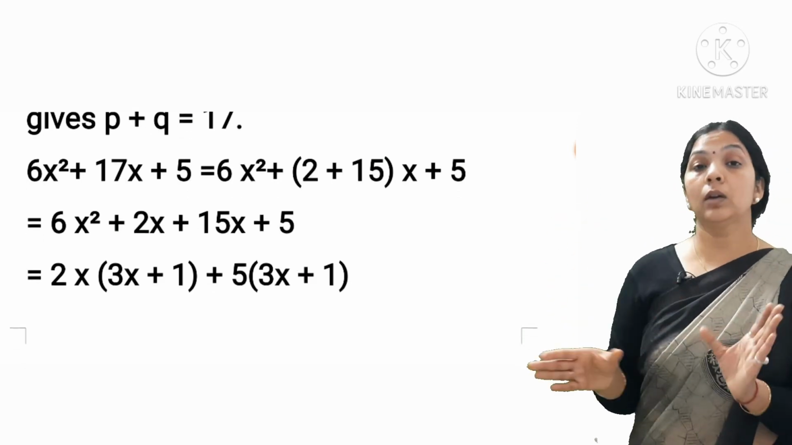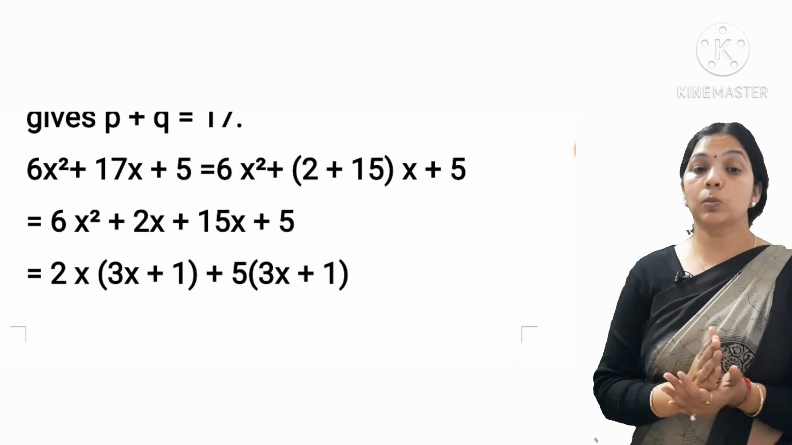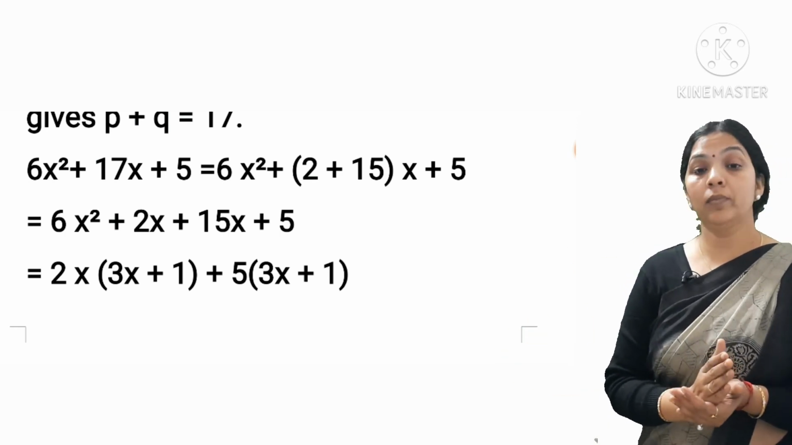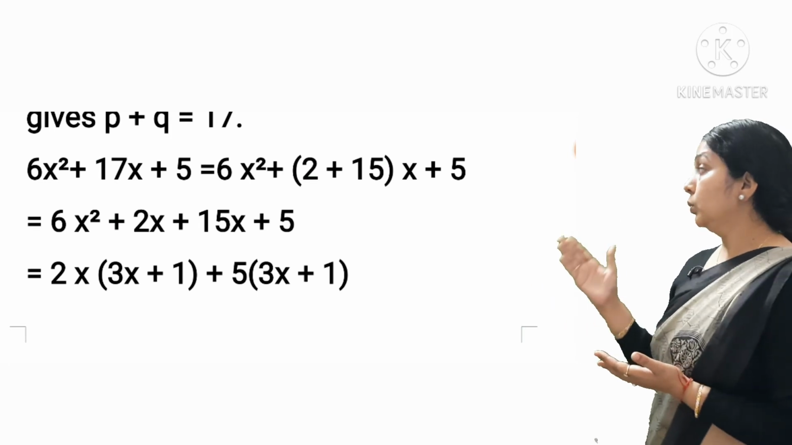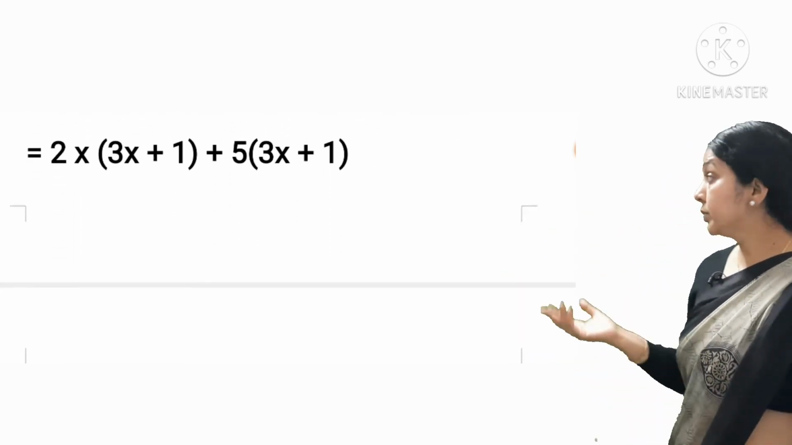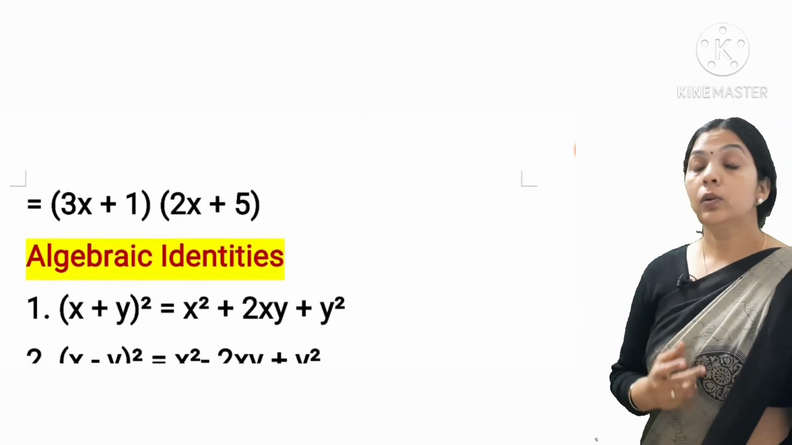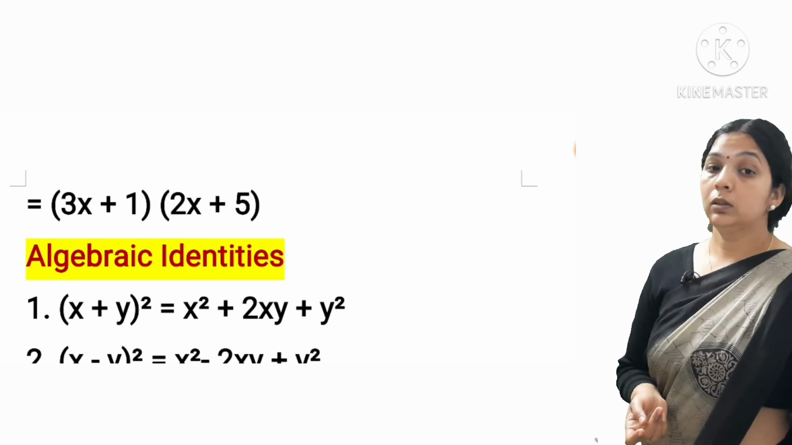Now in both the terms, 3x plus 1 is the common factor. So we will take 3x plus 1 as the common factor, and the remaining will be 2x plus 5. So this is how we can use the splitting the middle term method to form the factors.